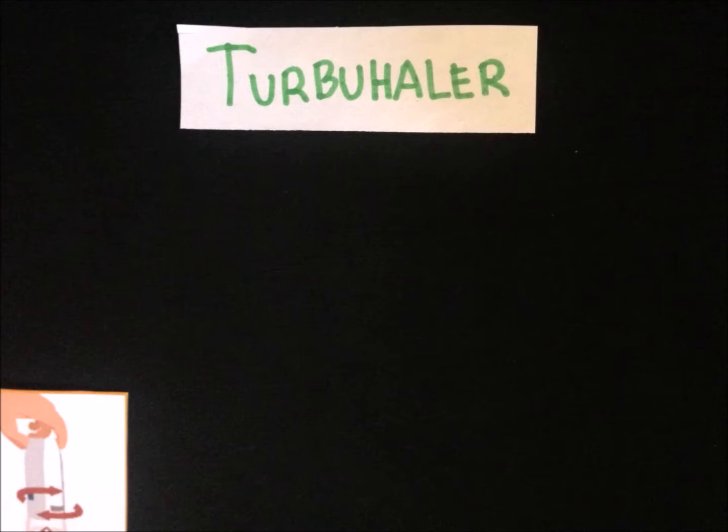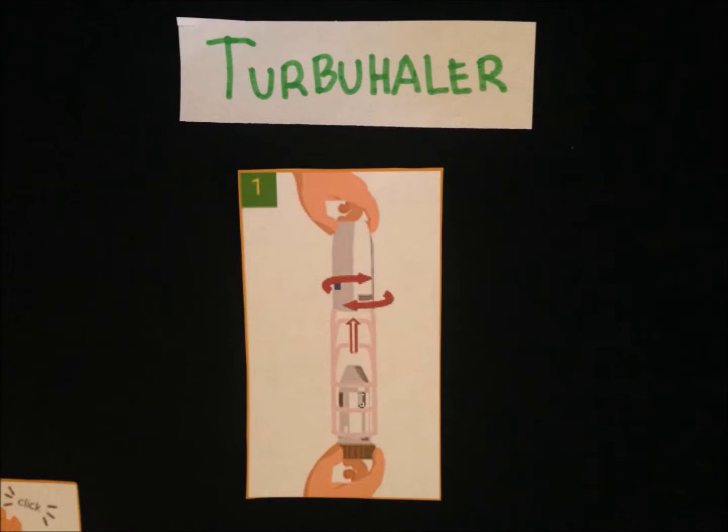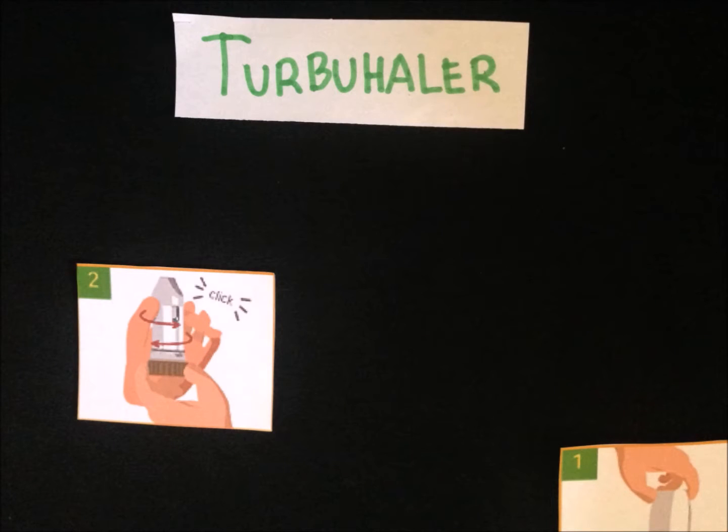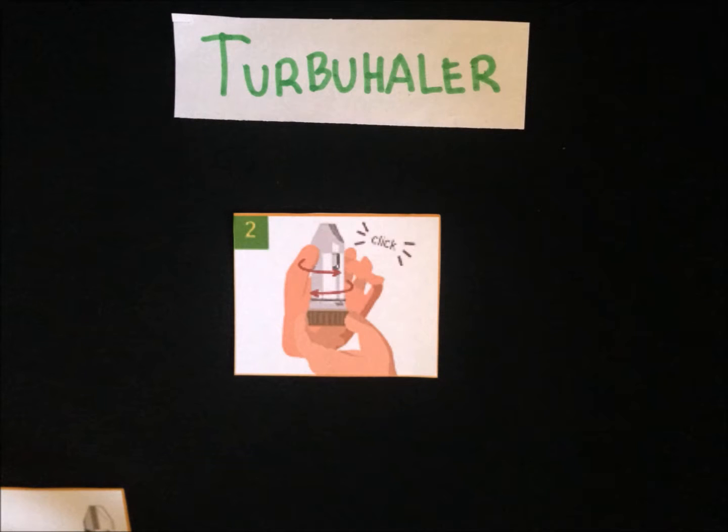For a tubular inhaler, first unscrew the cap and take it off. Hold the inhaler upright. Second, twist the colored grip of your tubular inhaler as far as it will go. Then twist it all the way back. You have done it right when you hear a click.